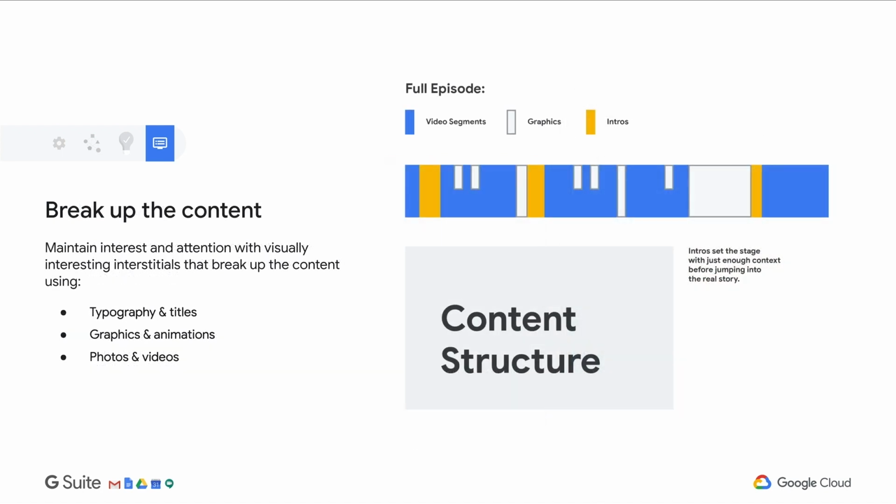And break up your content. Maintain interest and attention with visually interesting interstitials that break up the content using typography and titles, graphics and animations, and photos and videos. When you're delivering online content, the last thing that your end users would want to see is a block full of text. So please don't be afraid to use images, typography, and even graphics and animations.